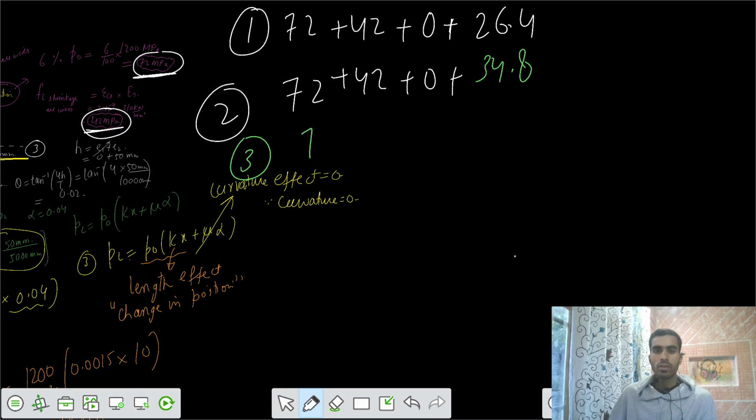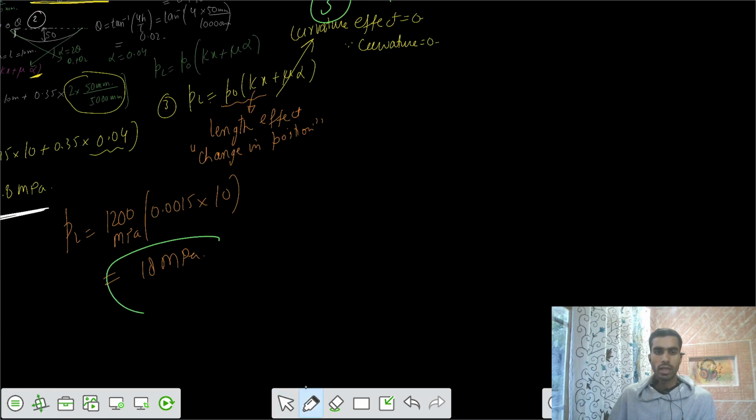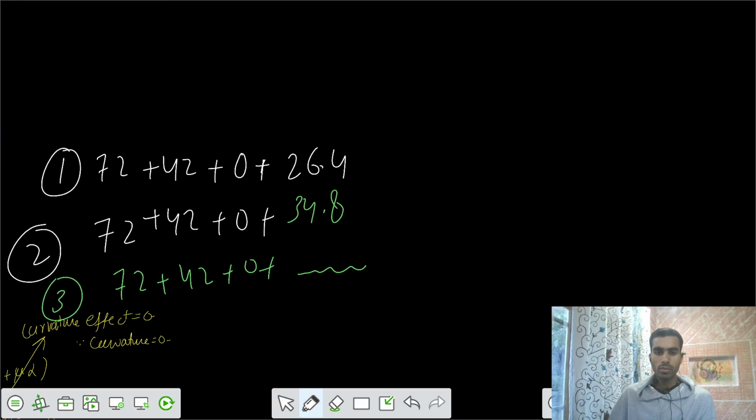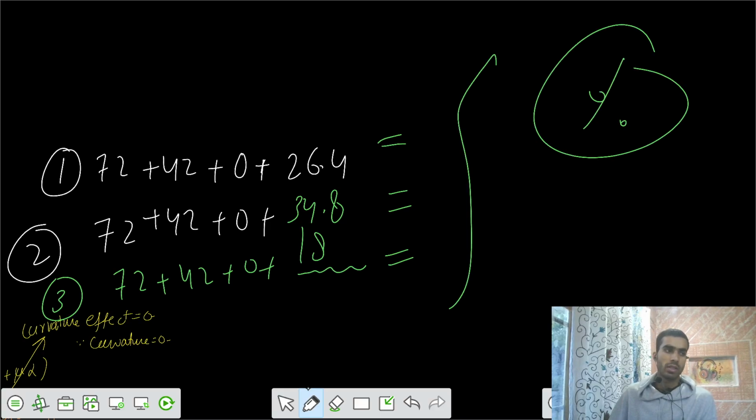And for the third case also, we have 72 plus 42 plus 0 plus a fourth one, which is because of the length effect. This value we have to take as 18 megapascal. So you can sum the total values and get the total stress, and accordingly you can say what is the percentage loss of stress. I would say this is the end of the total losses we have.